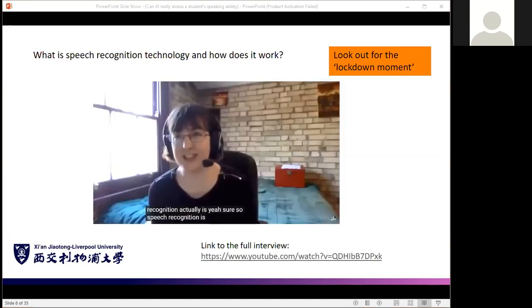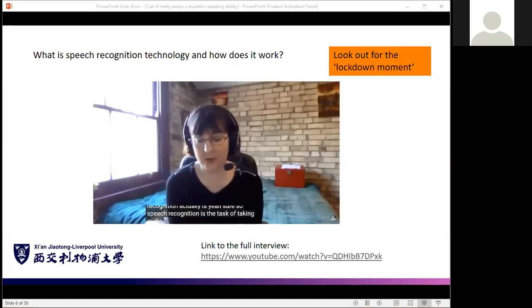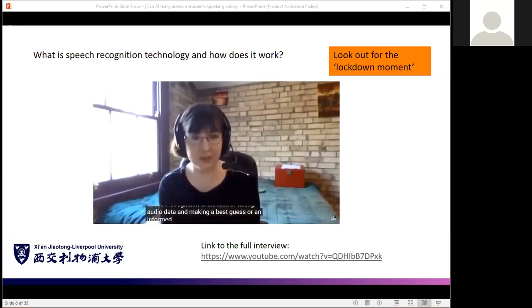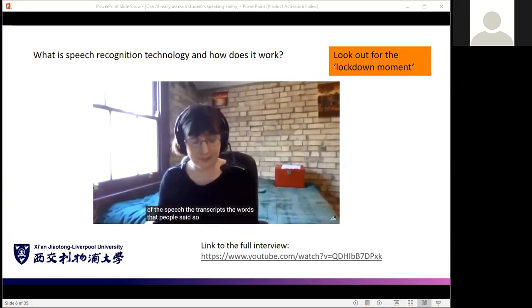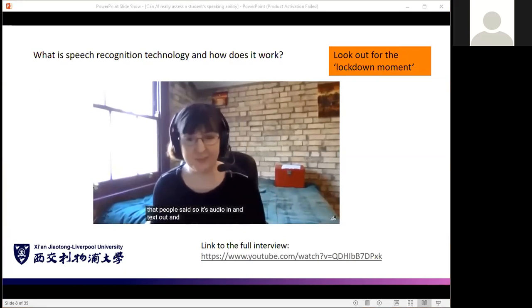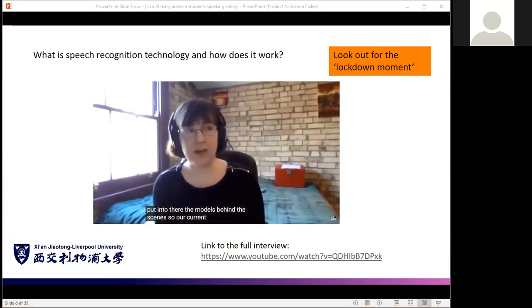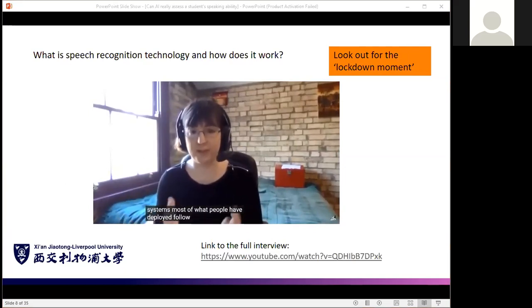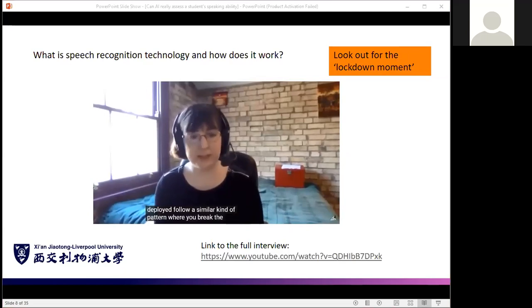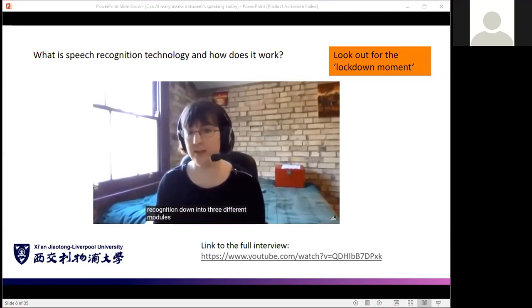So speech recognition is the task of taking audio data and making a best guess, or an informed estimate, of the speech, the transcript, the words that people said. So it's audio in and text out. Now, in order to do that, there's a few things that you need to put into the models behind the scenes. Most current speech recognition systems that people have deployed follow a similar pattern, where you break the speech recognition down into 3 different modules or components.